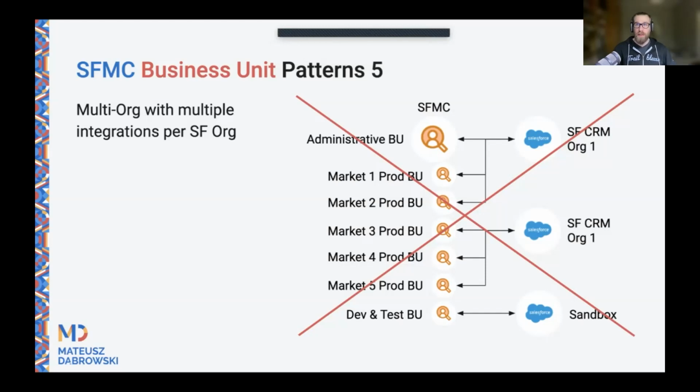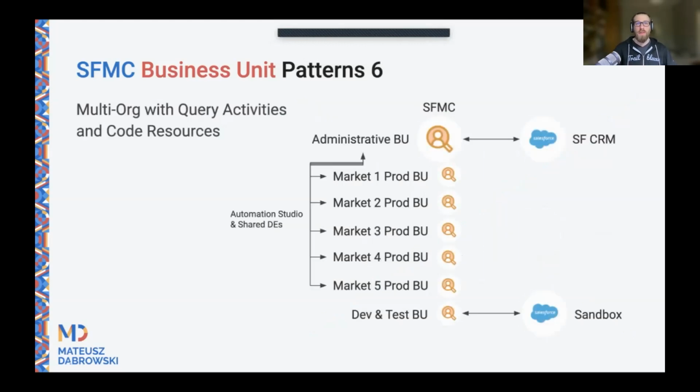Okay, this looks like quite a lot of limitations, and there was already a question related to what we can do if we have more than 5 business units. So let's jump to the workarounds. The first workaround is that you can connect the Salesforce CRM to, for example, only the parent business unit, and then leverage Automation Studio, shared data extensions, and similar tools to move the data from the parent to any number of the business units on the Marketing Cloud side, not on this integration side.